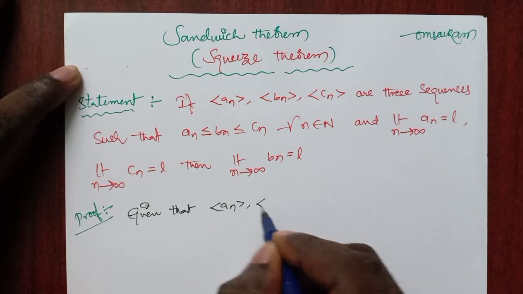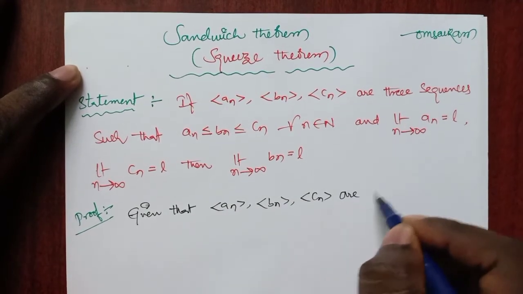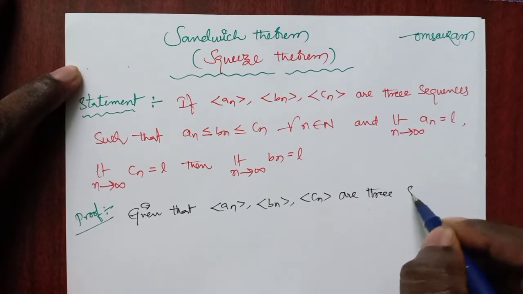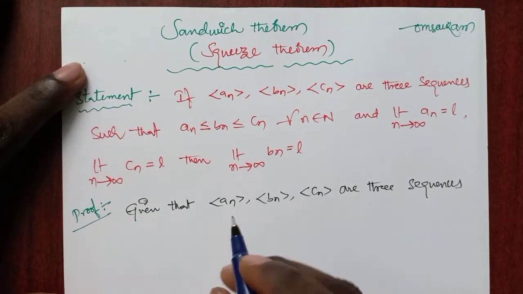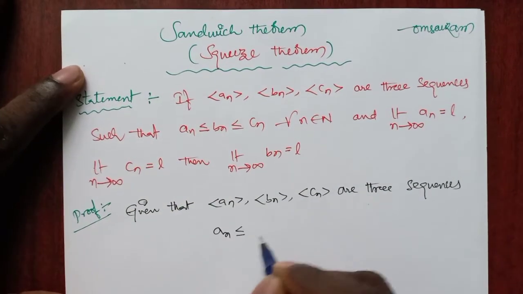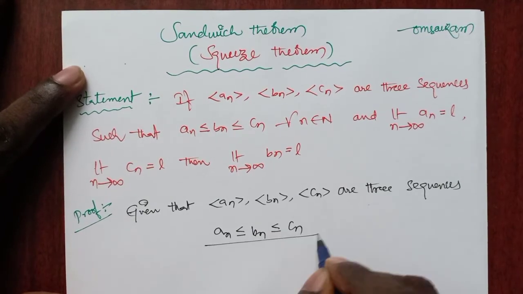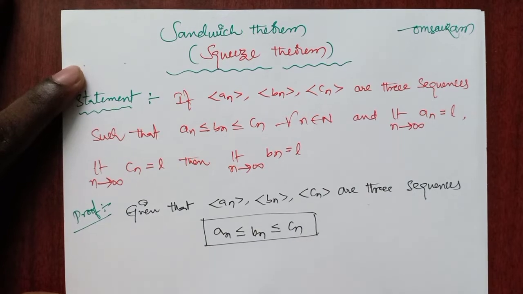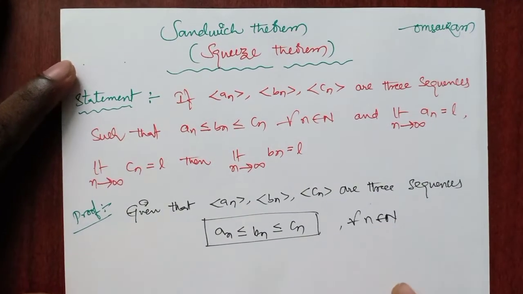Given that an, bn and cn are three sequences such that an is less than or equal to bn, which is less than or equal to cn. This is a very important condition, and it holds for all n belonging to natural numbers.